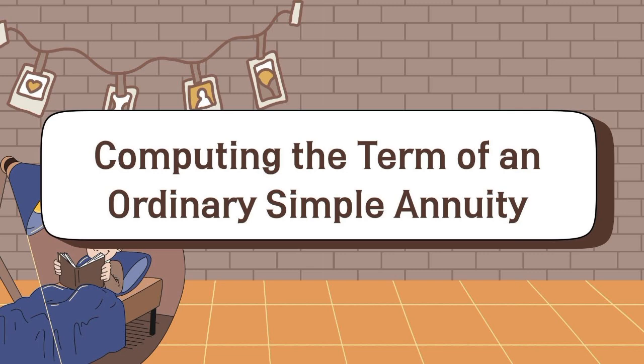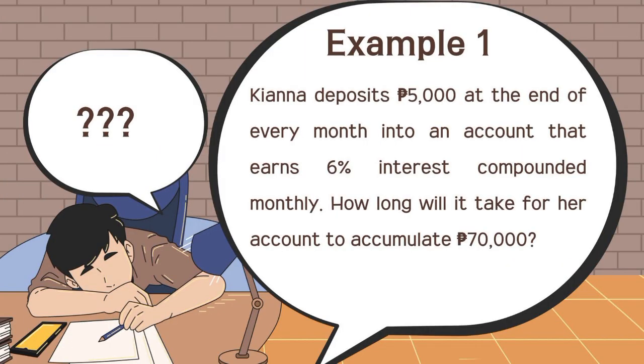Now, what about computing the term of an ordinary simple annuity? So we have here our example. Kiana deposits 5,000 pesos at the end of every month into an account that earns 6% interest compounded monthly. How long will it take for her account to accumulate 70,000 pesos? Since we are asked how long it will take to accumulate 70,000 pesos, we are asked to find the number of payments in the annuity. Therefore, we will use this formula.